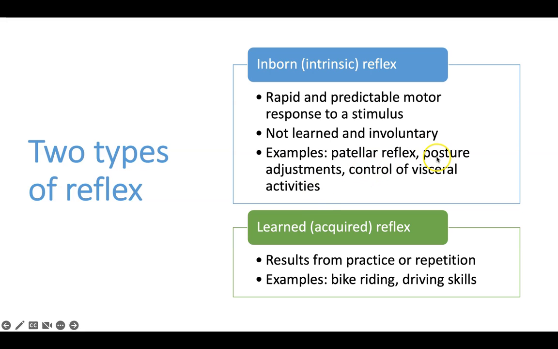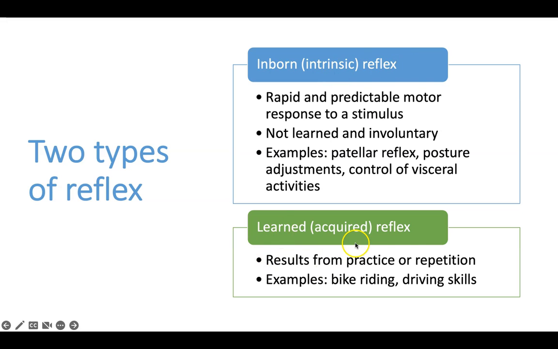But it can also refer to things like adjustments in posture, so maybe the wind's blowing hard, you have to adjust which muscles are tense, which are loose, and control of visceral activity. So, food hits the intestines, they get triggered to start moving in a way that moves the food through your digestive tract. So those are inborn or intrinsic reflexes.